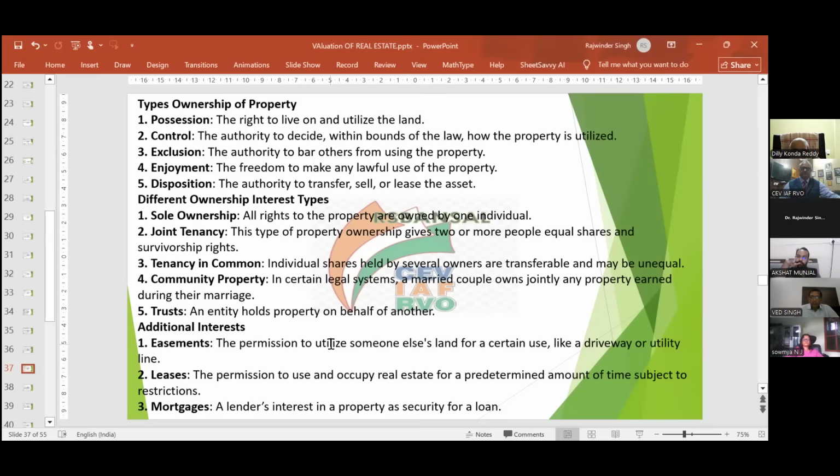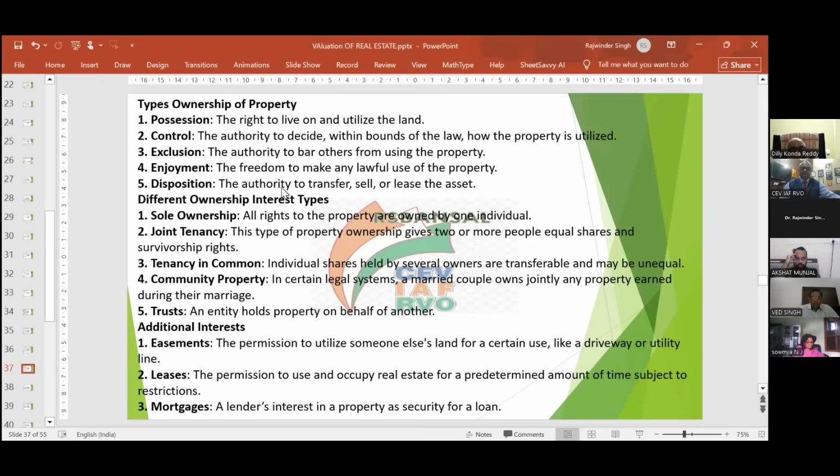Then community property. In certain legal systems, married couples own jointly any property earned during their marriage. In certain communities, not everywhere, in certain communities. Maybe a property is given to them, which is jointly held by them. And then trust. An entity holds the property on behalf of another. That is trust. And then there are certain additional interests.